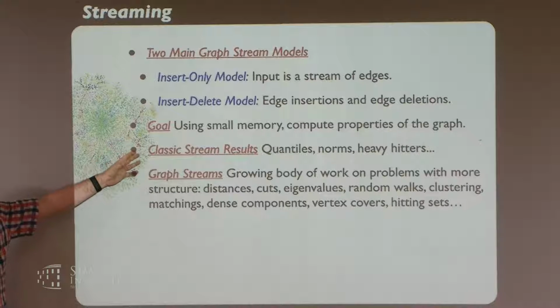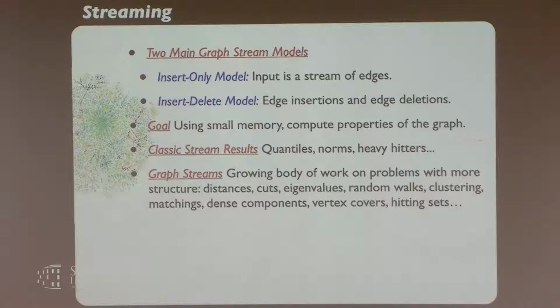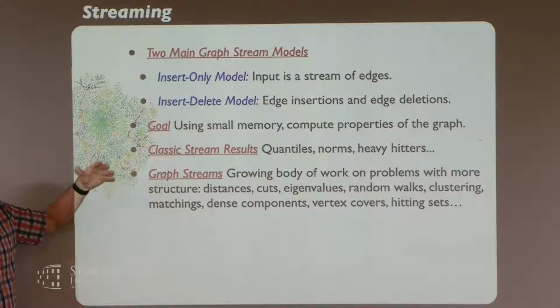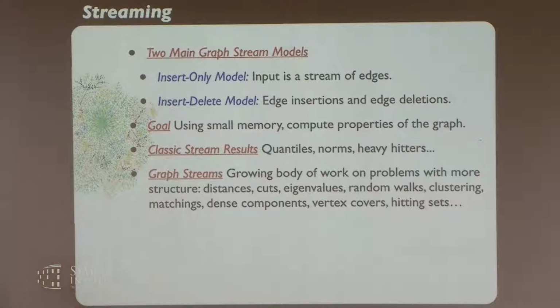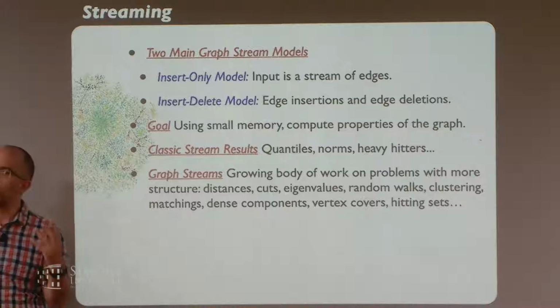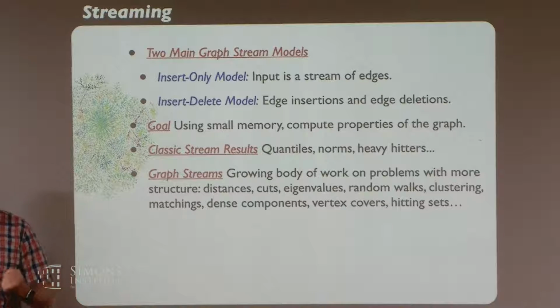There's been about 20 years of work on graph streams. And before that, there was a lot of work on numerical streams. So the stream would consist of a sequence of, say, integers, and you're trying to work out quantiles of the underlying distribution or heavy hitters, things like that. There's now a growing body of work on problems with more structure, things like distances and cuts and eigenvalues and random walks of graphs being defined in the data stream model.